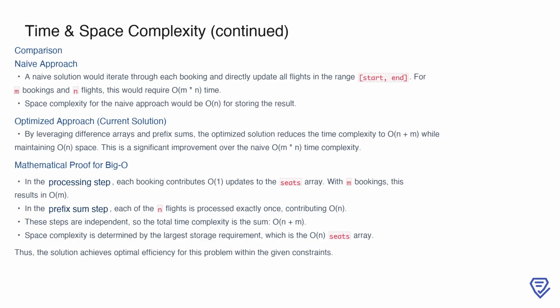In the prefix sum step, each of the n flights is visited once, contributing O(n). Since these steps are independent, their time complexities add up to O(n plus m). Additionally, the largest storage requirement, the seats array, determines the space complexity as O(n). This demonstrates the efficiency of our optimized solution within the problem's constraints.